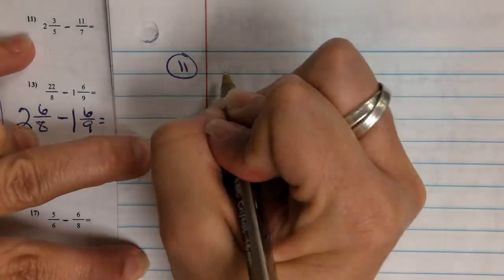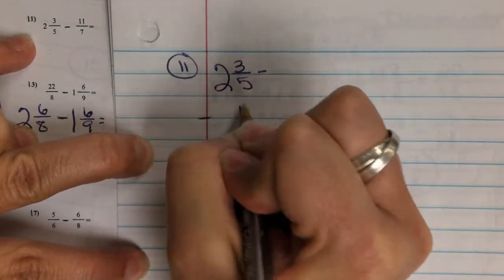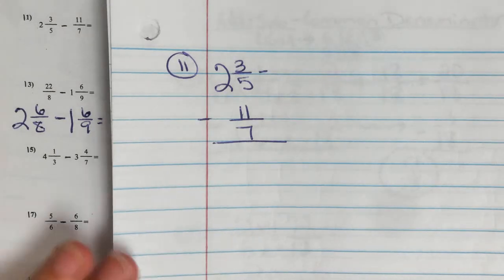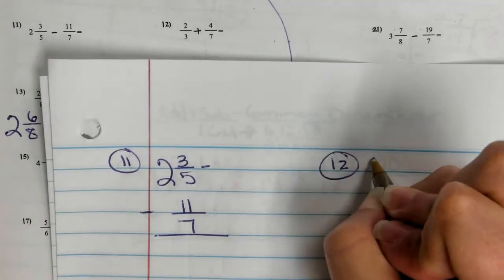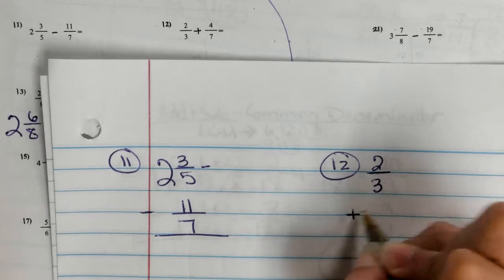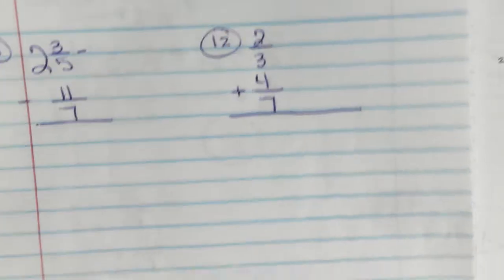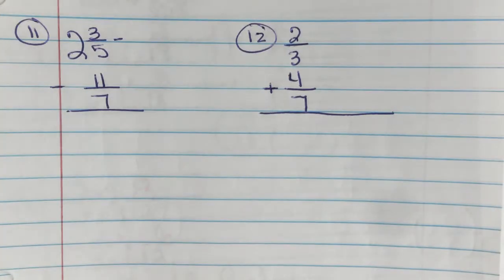Okay, it is 2 3/5 minus 11/7. Okay, and I'm going to go ahead and write 12 just for the fun of it. It is 2/3 plus 4/7. I'll give you a second to write those down. That line shouldn't be there. I'm getting my white out. Okay, go ahead. Find common denominators. Well, I guess it can be there now, can't it?